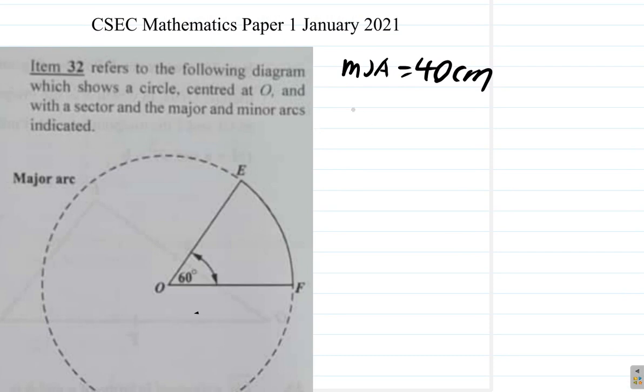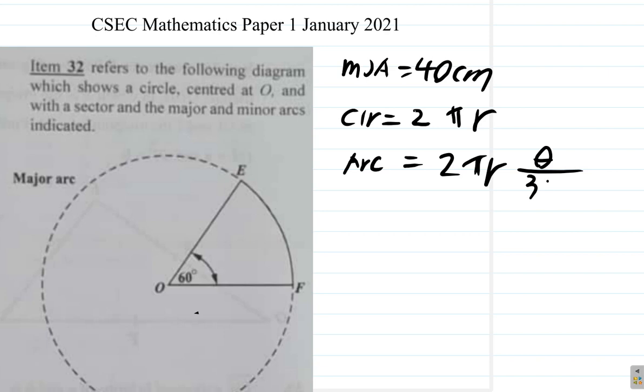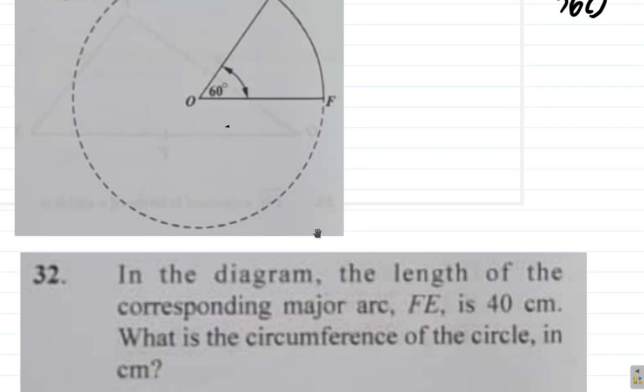Now remember, the whole circumference would be 2 pi r. Now, part of the circumference would be the arc. Let's call it ARC, equals 2 pi r times a certain ratio. That ratio is the same as the angle in the arc divided by 360. So it would be the angle theta over 360. Alright? Now, the major arc, they say, is 40.